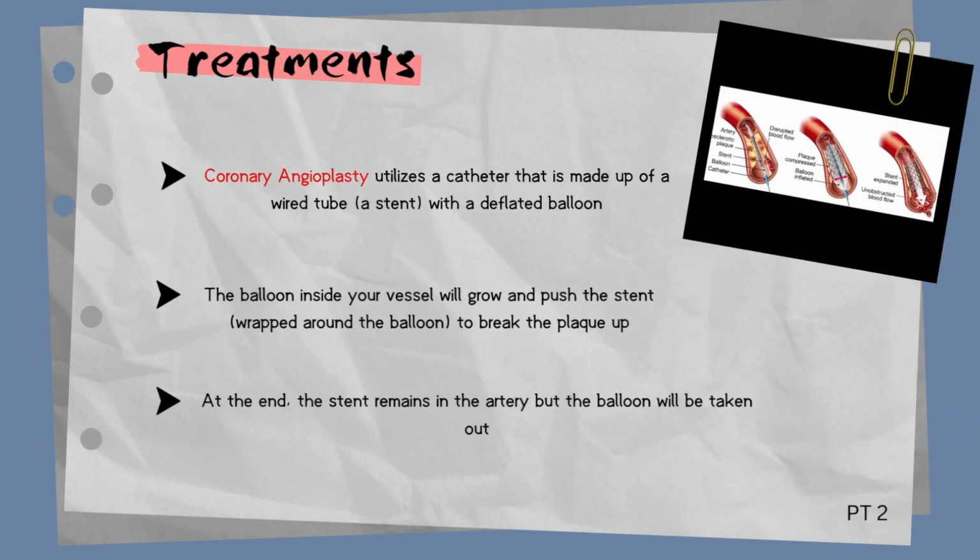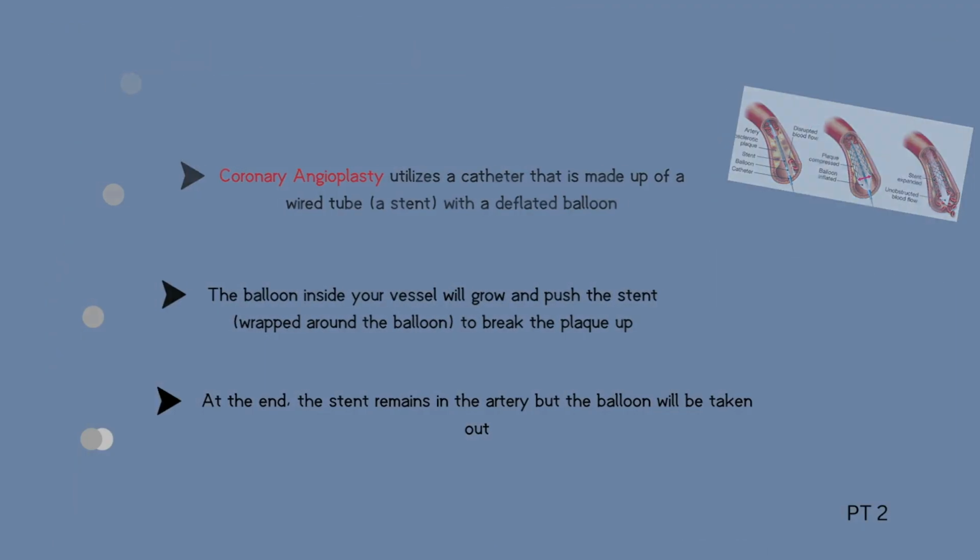Onto coronary angioplasty, it utilizes a catheter that is made up of a wired tube, a stent, with a deflated balloon on the inside. What the balloon does is, when this goes through your blocked artery, the balloon will grow and push the stent that's wrapped around the balloon to expand and break the buildup of plaque that will create a clear path in the artery. Afterwards, the stent will remain in the artery, but the balloon will be taken out.